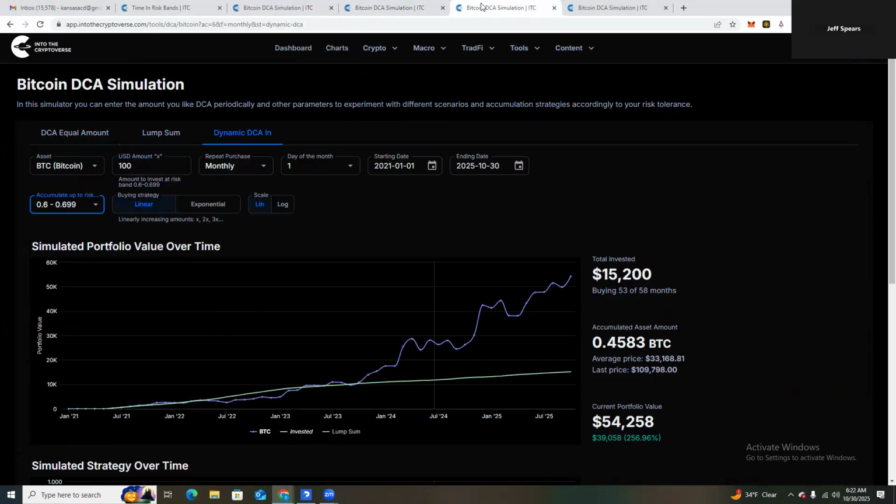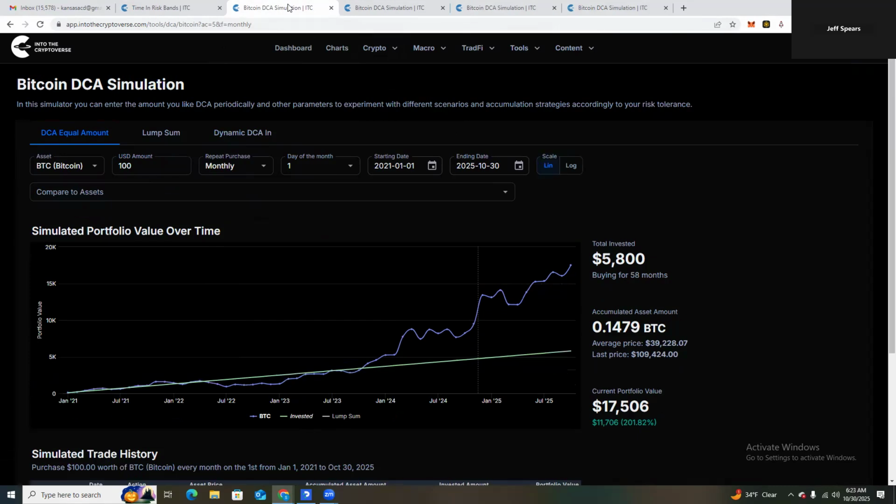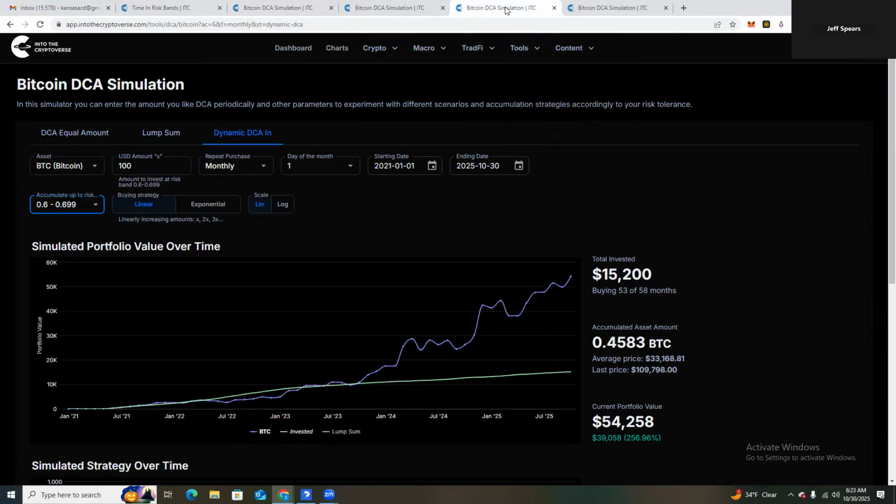If you dynamically DCA into the system, and again, I need to change these dates. No, I think I got that right. So I did this correctly. If you use the dynamic DCA where you're only going up to the 0.7 risk metric, where you're buying $100, but then if it drops, let's say to the 2x, you're going to do 200 and vice versa. So you're constantly increasing the buys. So you have $15,000 invested versus 5,000, so a little less than 10,000 more.